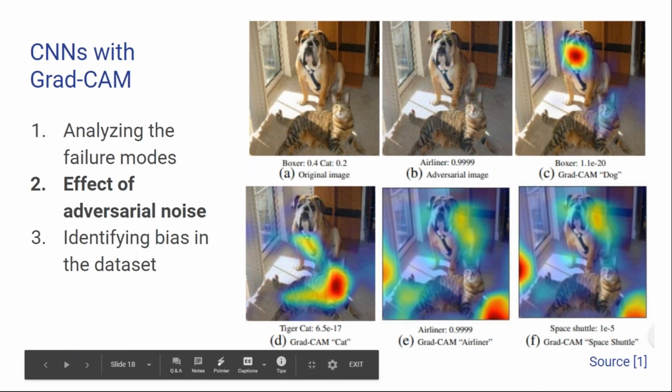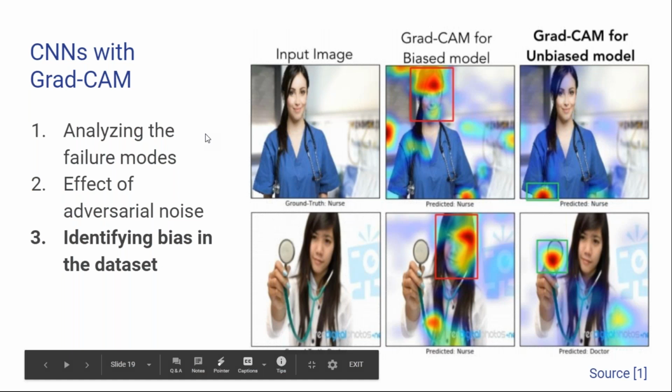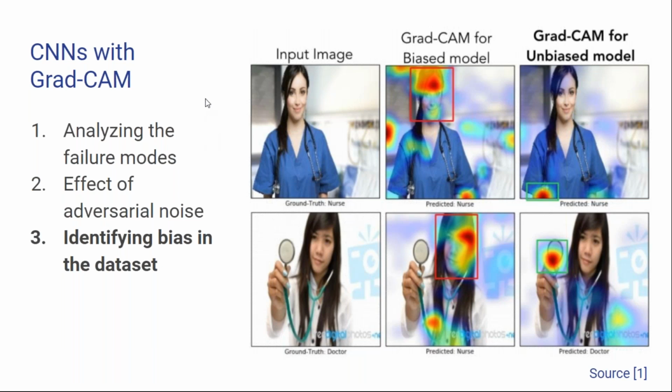And another use is to identify bias in your data set. So this is like a gender bias example in your class predictions. For example, take a data set where you want to predict whether that image is a nurse or a doctor. So you say you have some 500 images of nurse which are labeled as nurse, and 500 images which are labeled as doctor. So Grad-CAM can identify whether your model is biased or not biased.